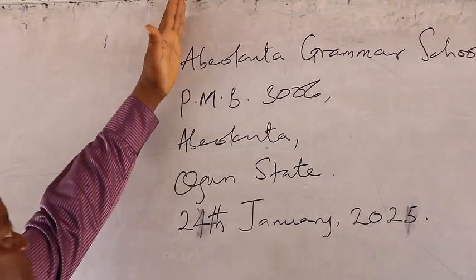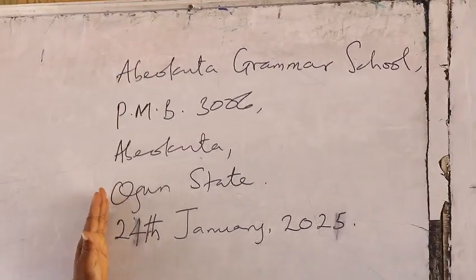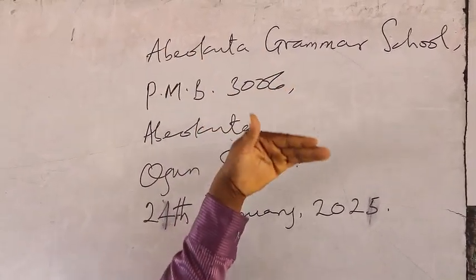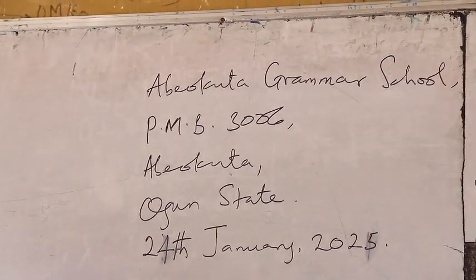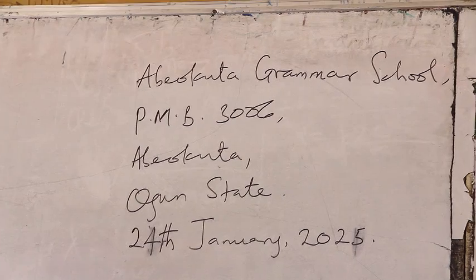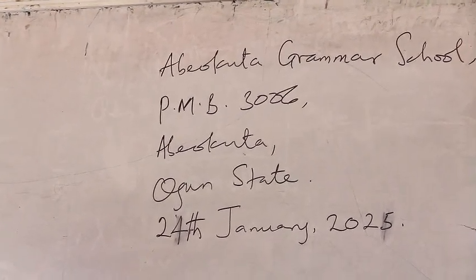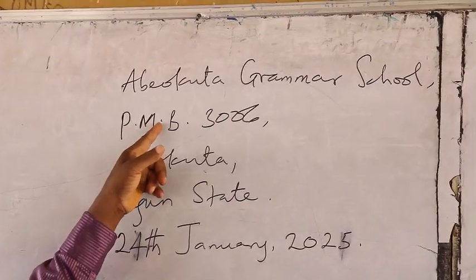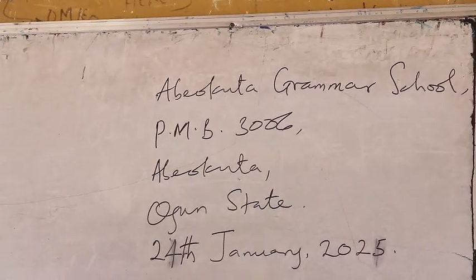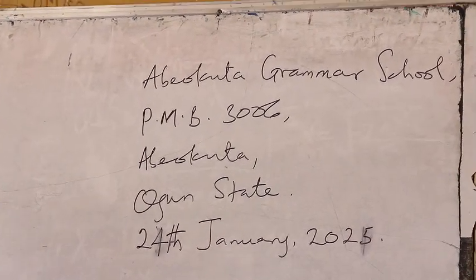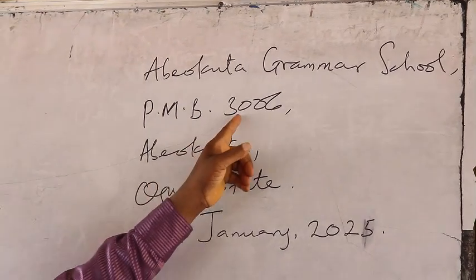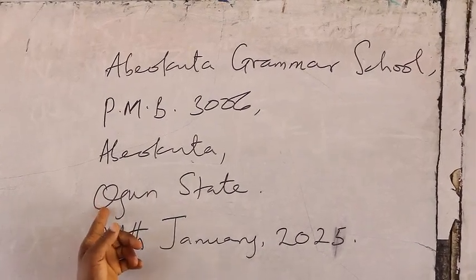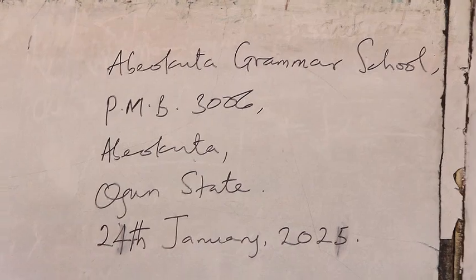Again, this is in block form. Forget about the controversies of whether it should be slant or semi-slant. It should be block. Then take note of the punctuation marks. Adult Grammar School, comma, P full stop, M full stop, B full stop. The reason being that after an abbreviation, you put a full stop. So, 3006, comma, Abeokuta, comma, Ogun State, full stop. O in Ogun capital, S in State capital.